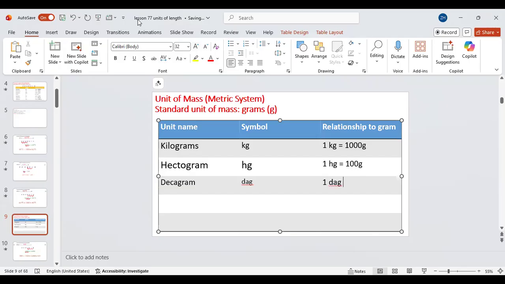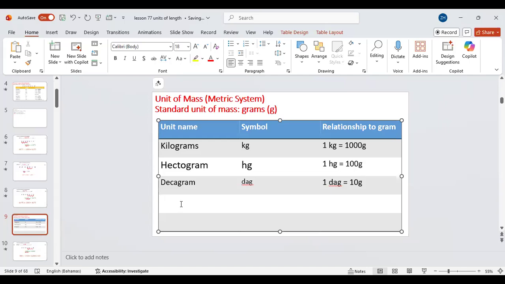Does it necessarily have to be a lowercase letter? For our units, yes. It has to be lowercase. Sometimes I have a hard time writing K in lowercase, because it's almost the same, but I just have to try and make it a little smaller. So one DAG is equal to how many grams? 10 grams. Y'all are pretty good.